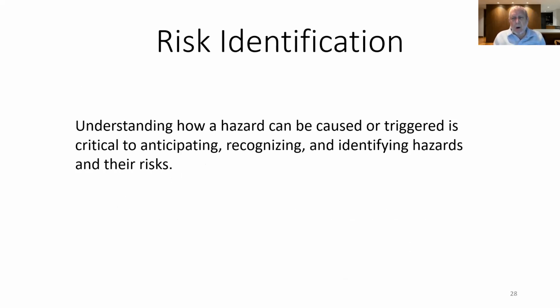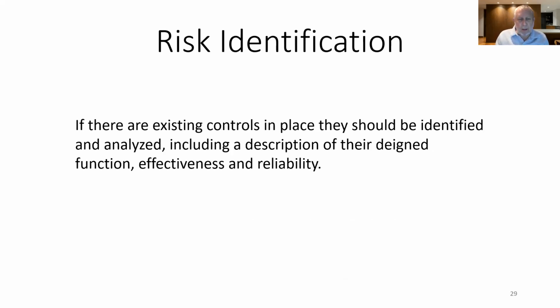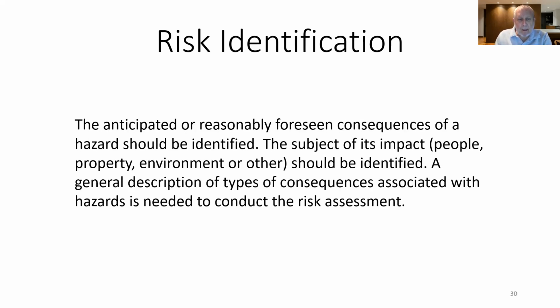Understanding how a hazard can be caused or triggered is critical to anticipating, recognizing, and identifying hazards and their risks. If there are existing controls in place, they should be identified and analyzed, including a description of their ordained function, effectiveness, and reliability. The anticipated or reasonably foreseen consequences of a hazard should be identified. The subject of its impact, people, property, environment, or other, should be identified.